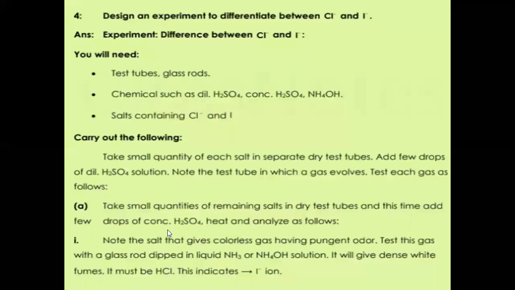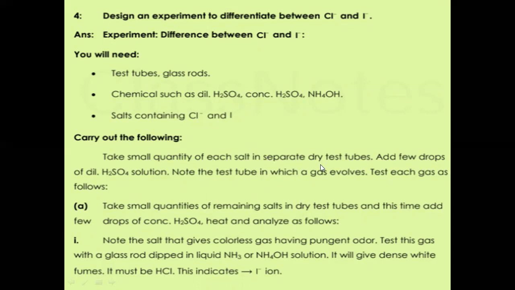Then question number 4, design an experiment to differentiate between chloride and iodine. For this purpose, we need test tubes, glass rod, and chemicals like dilute sulfuric acid, concentrated sulfuric acid, ammonium hydroxide, and salts which contain chloride and iodine. Actually, these tests are for salt analysis to identify the ions or the acidic radical in the salt. So we will take a small quantity of each salt in a separate test tube, and then we will add a few drops of dilute sulfuric acid, and we'll see what happens.